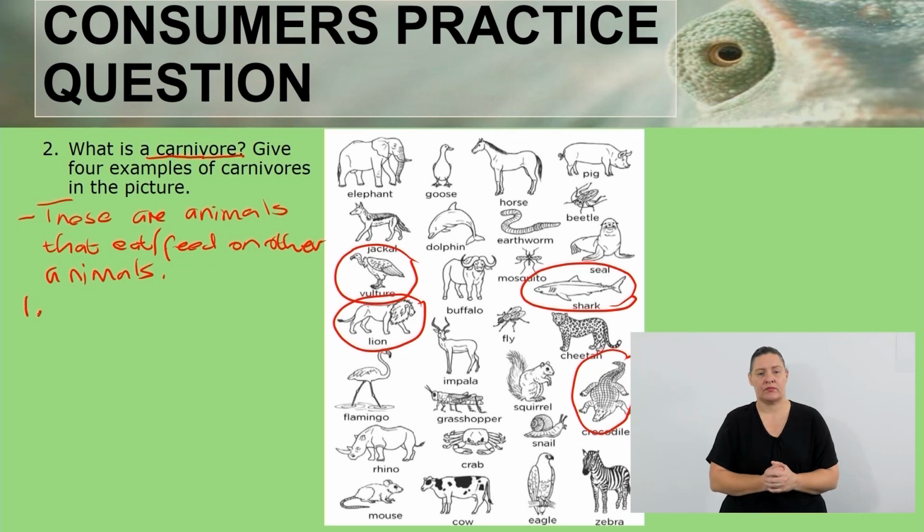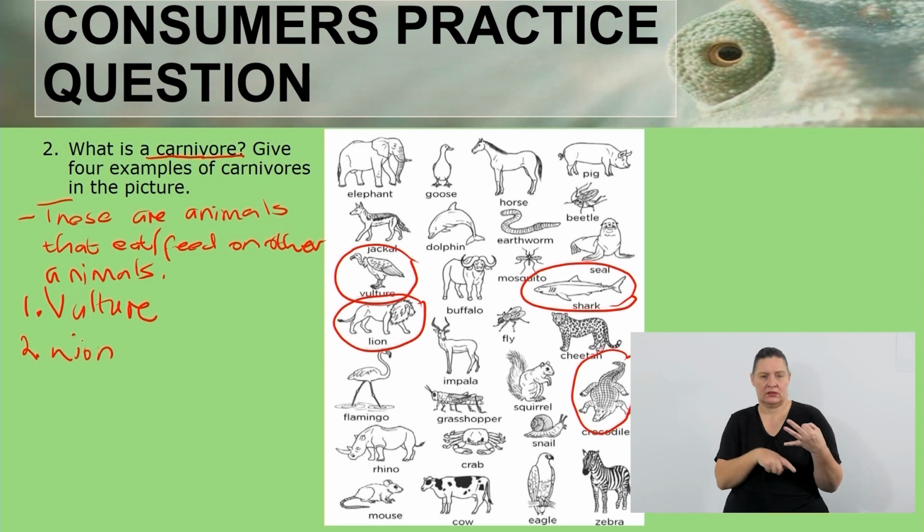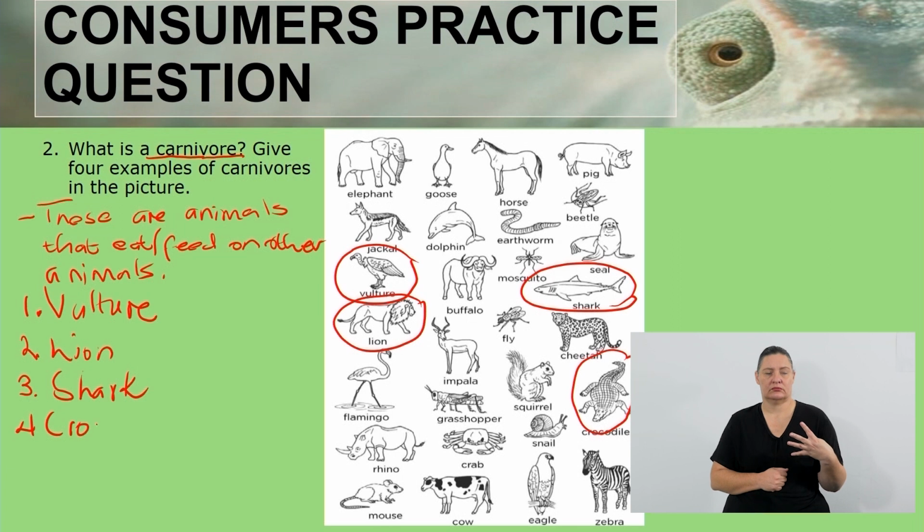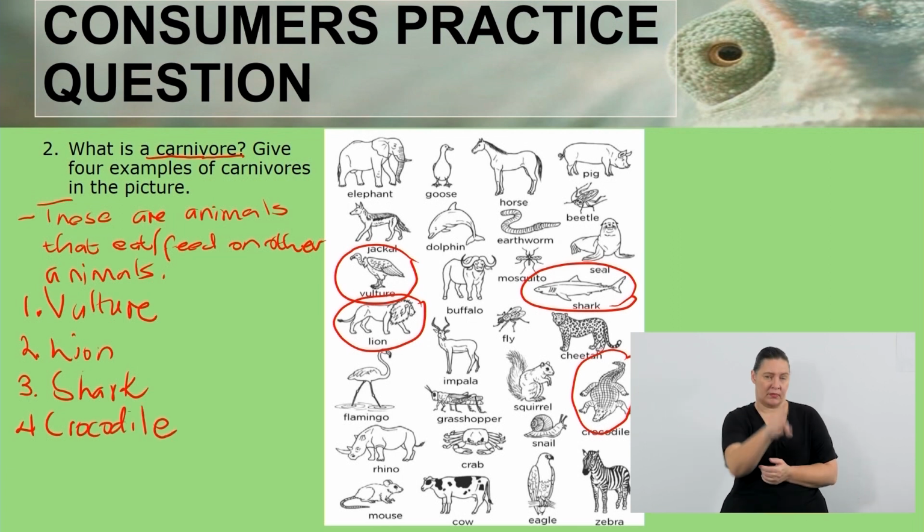So we said the first one is vulture. And then the second one is a lion. Third one is our shark. Then the fourth one is our crocodile. Right, so you should also remember that carnivores can be divided into 4 depending on what they eat, right?